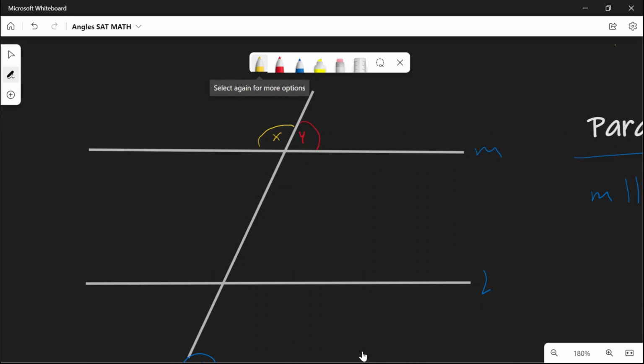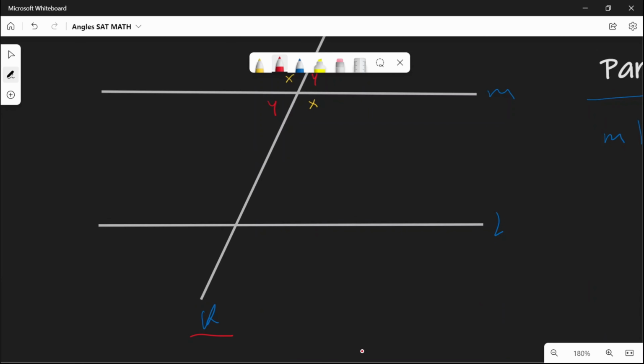You should know that angles that are opposite to each other are equal to each other as well. So the opposite angle to x, which is this one, has the same value. So if this angle is equal to x, then the opposite angle to it will equal x as well. The opposite angle to y, which is this angle here, in red, has the same value as y. Now we're done with the angles formed by the intersection of K and line M.